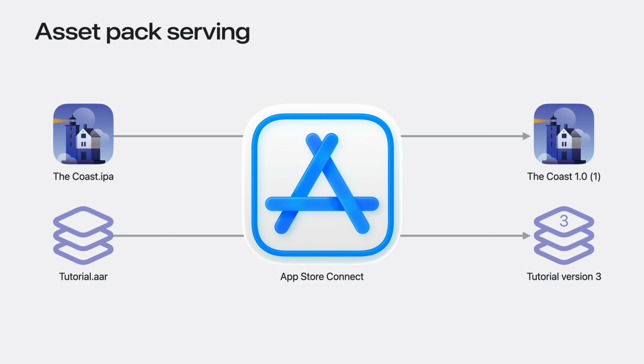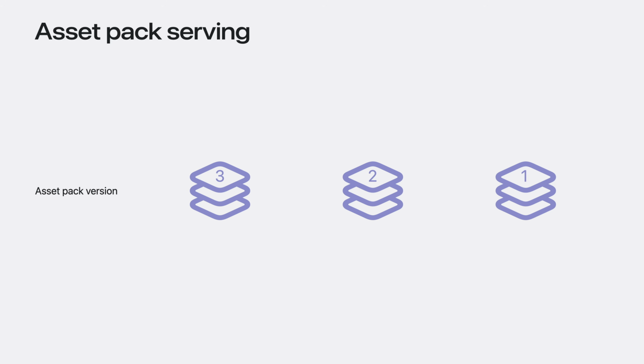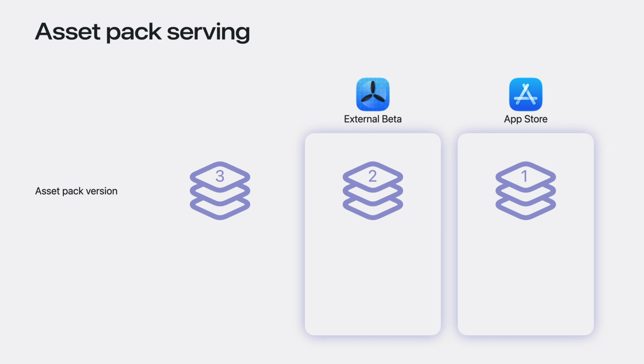How the app and asset pack match up on the device is determined by the state of the asset pack version. Let me explain with some examples. Let's say you have 3 different versions for the same asset pack. Version 1 is live on the App Store, version 2 is live for external beta on TestFlight, and version 3 is live for internal beta on TestFlight. Only one version of the asset pack can be live for each context.